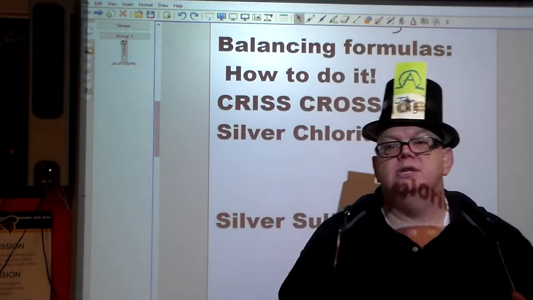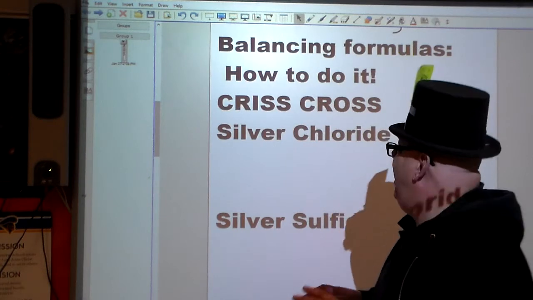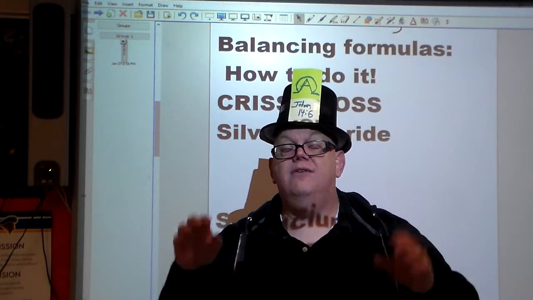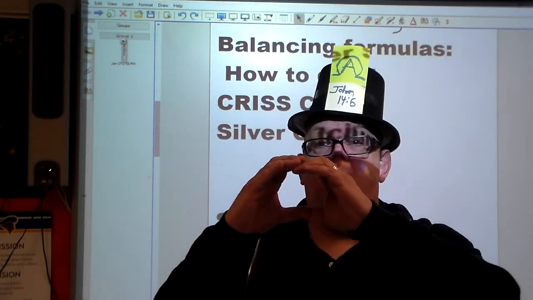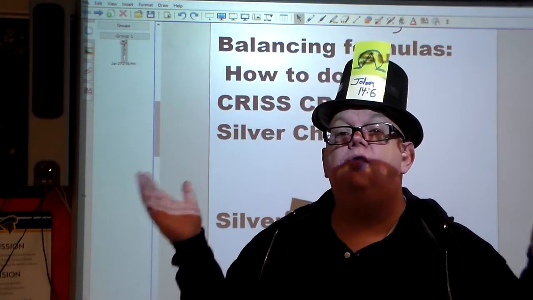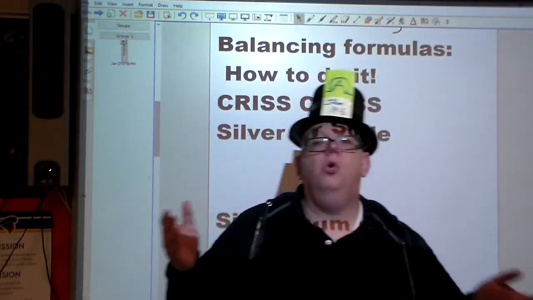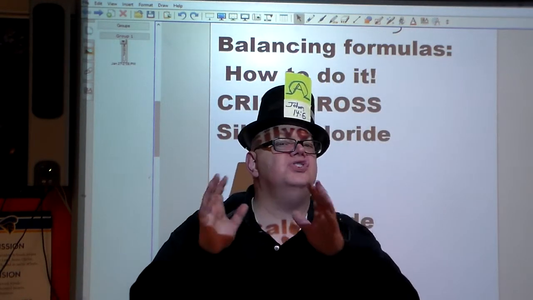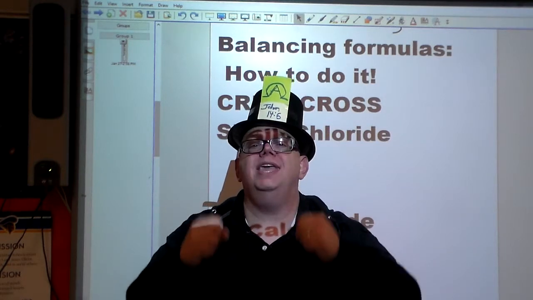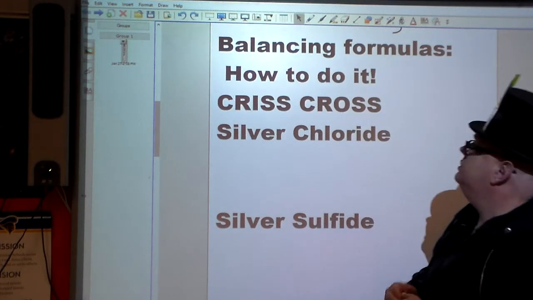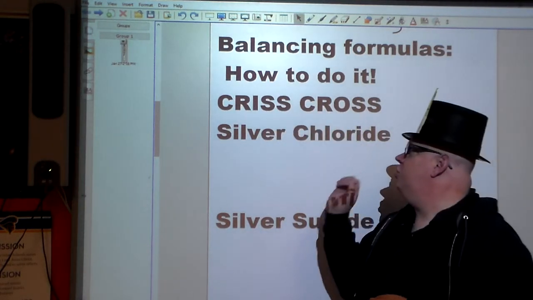Okay. Let's talk about balancing formulas. How do we do this? Now, the chief goal, ladies and gentlemen, is that the charges, the positive and negative, must equal 0. Because that's the only way that the formula itself is going to be stable. Because if it's positive or negative, it's going to look for something in order to make it 0 and thus stable. That's the whole idea. So, we're going to use the crisscross method.